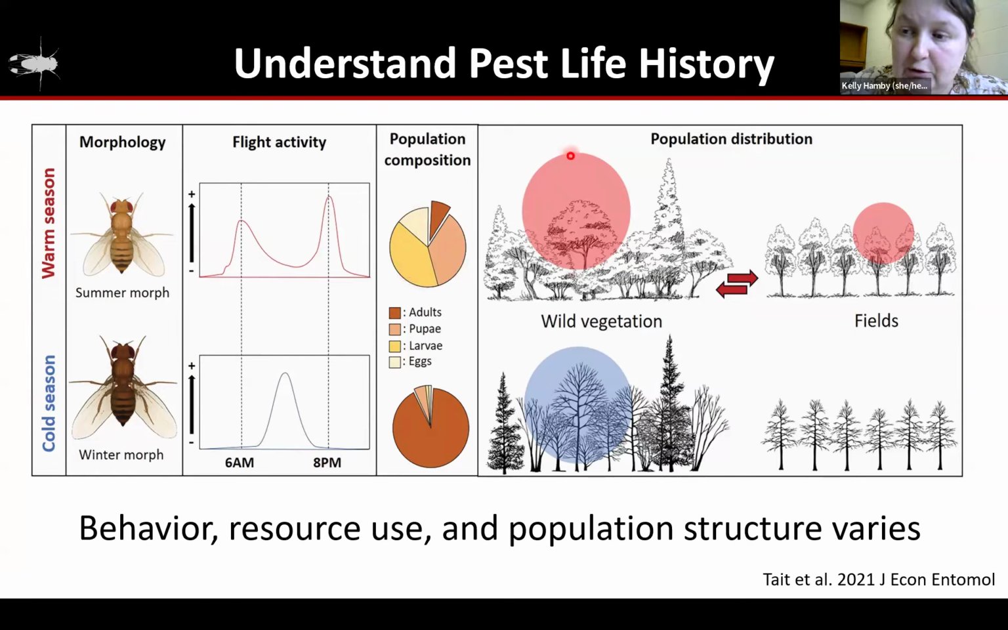And the population is moving between the woods and into the fields, back and forth, maybe even on a scale of within a day. So they may be in the wild vegetation at the beginning of the day and then moving into the fields and then coming back. In the winter, they're typically more active in the middle of the day when it's warmer. And as they're overwintering as adults, they're spending all of their time in the wild vegetation. So this understanding and this work that we've done to try to understand how this fly utilizes its resources is what underlies our recommendations for management.